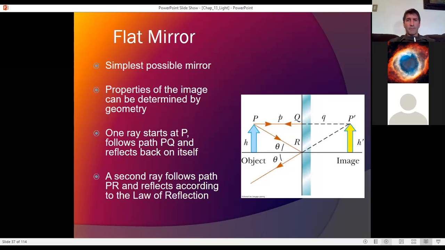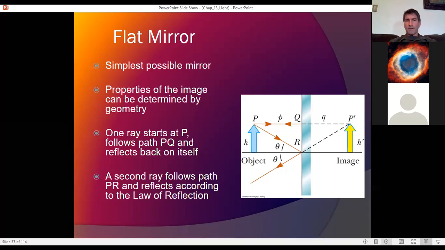So when I look at myself in the mirror, I see a person, okay? I'm looking older and older every day. I see a person who's exactly the same height as I am, okay? I'm right side up, okay? The only difference is I'm reversed left to right. So a flat mirror will do that, okay?